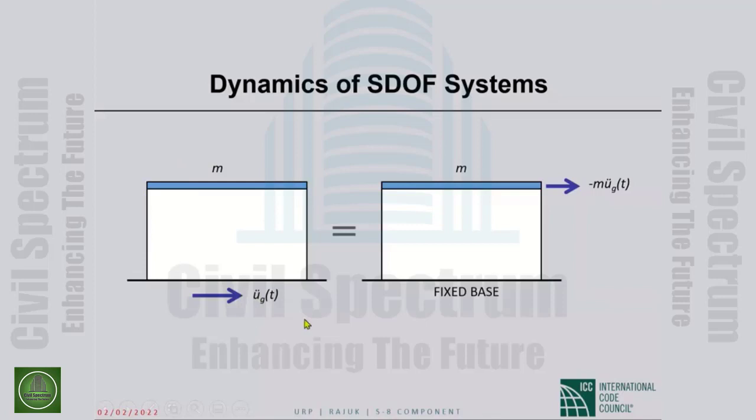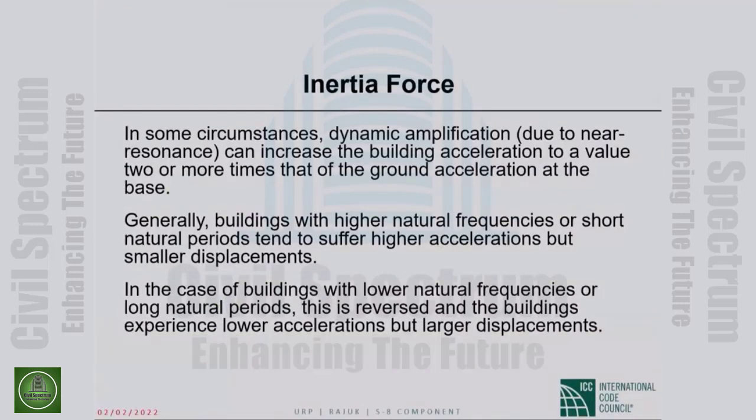So this system, the building subject to ground acceleration, is equivalent for our purposes of analysis to a fixed base structure where the base doesn't move, but the mass is subject to an inertia force equal to minus m times U sub g double dot of t. So an inertia force equal to mass times the ground acceleration, and in a direction opposite to the ground acceleration, is equivalent to a structure with ground acceleration applied to it.